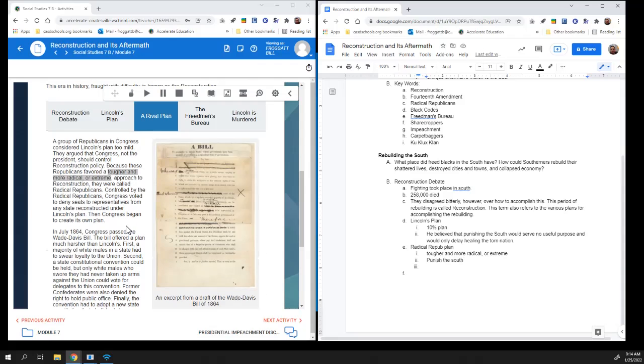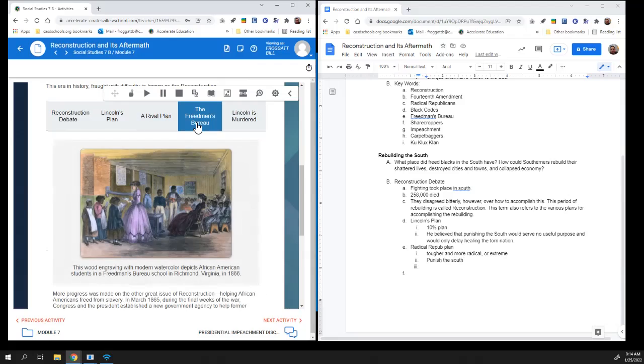All right. So basically, and then you just keep going along. All right. And then we can start the Freedmen's Bureau here.